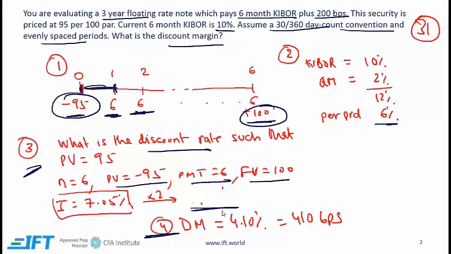Step 4 then is to come up with the discount margin. The discount margin is simply the difference between this rate, 14.10, and CIBOR. So the discount margin is 4.1%. In basis points, that is 410 basis points. Hopefully that made sense. Now use the same method to solve practice problem number 31.